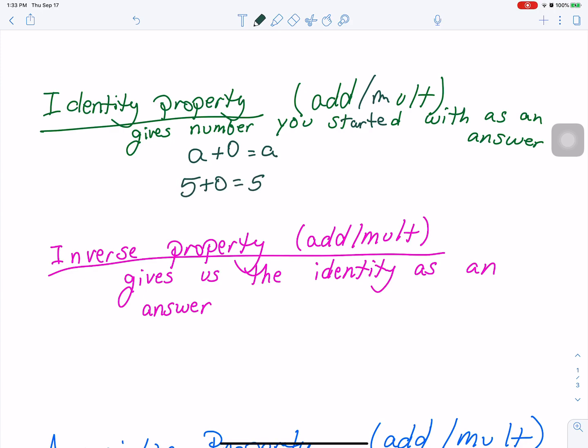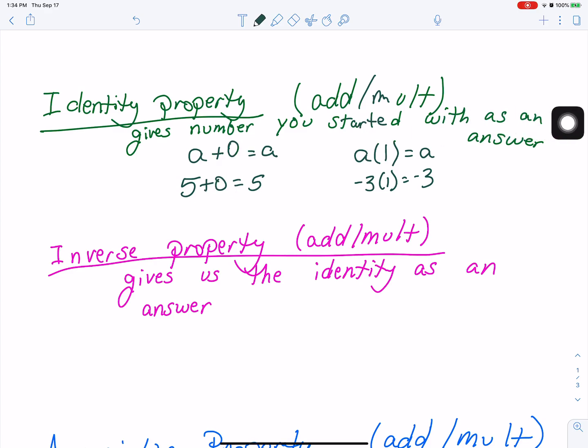I can also do this for multiplication, but my identity is not 0 there. So if I'm going to do A times something equals A, that has to be a 1. And so again, if I do it with a number, negative 3 times 1 equals negative 3. Identity and inverse, what's going to happen is that identity or inverse is going to be within the problem.